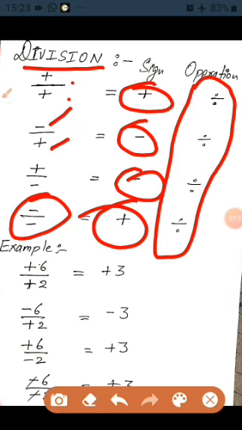So below I have given some examples, so you see them yourself.